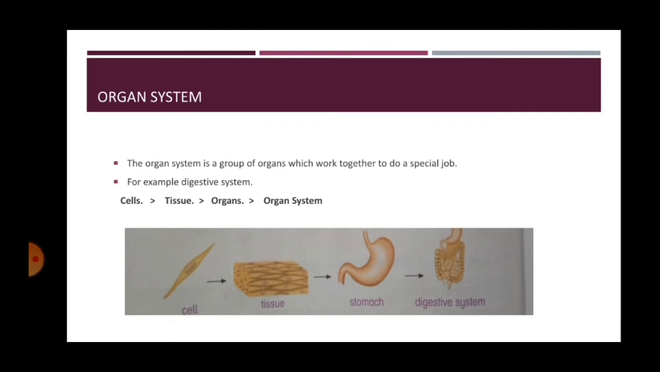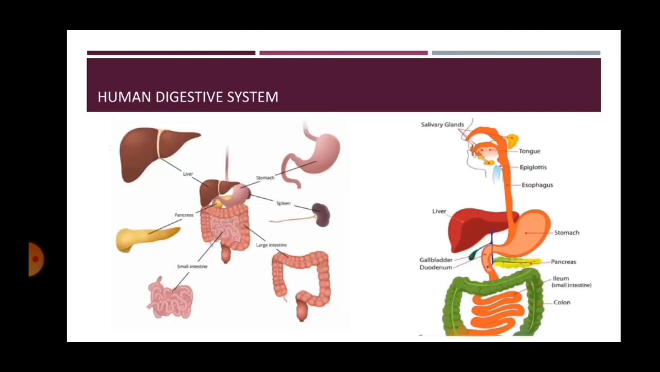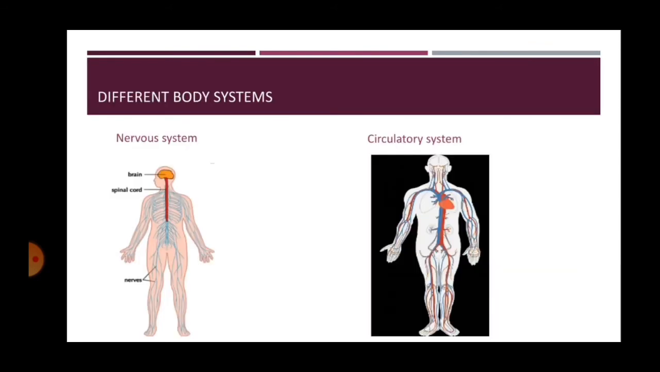If we take the example of the digestive system, as you can see in the picture, there are different organs involved in this system. When these organs are arranged, they make a very special system which performs a specific function of digestion. The stomach is involved in this system, the large intestine, small intestine, and liver are also involved, and these organs arrange together, as you can see, and perform a function which is called digestion of food.